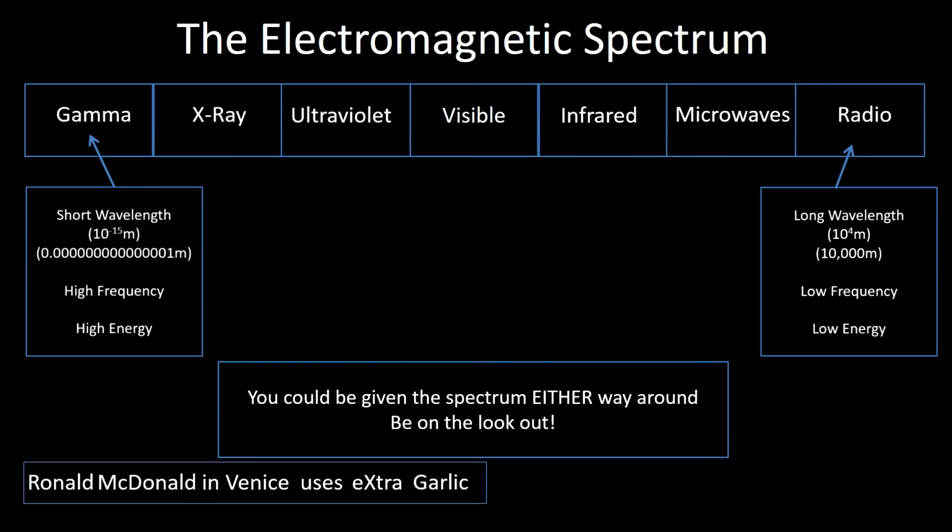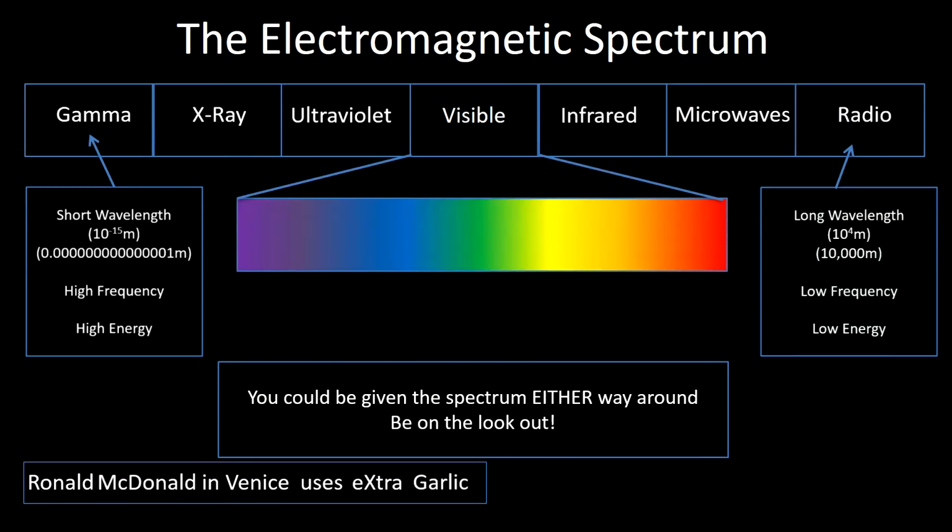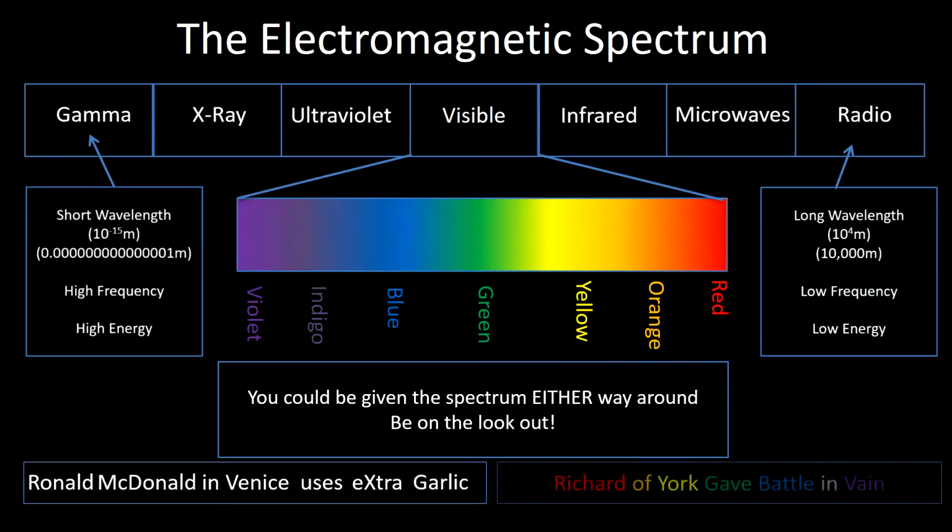The other things that you need to know is the order of the colours in the visible part of the spectrum. Obviously, red is next to infrared, and it goes orange, yellow, green, blue, indigo, violet, though both of those are basically purple. And again, if you want a mnemonic to remember that, then Richard of York gave battle in vain is the standard one. And obviously, if the whole spectrum flips, then the order of those colours flip as well. So make sure you've got violet next to ultraviolet and red next to infrared. Okay, so that's the basic layout of the spectrum.